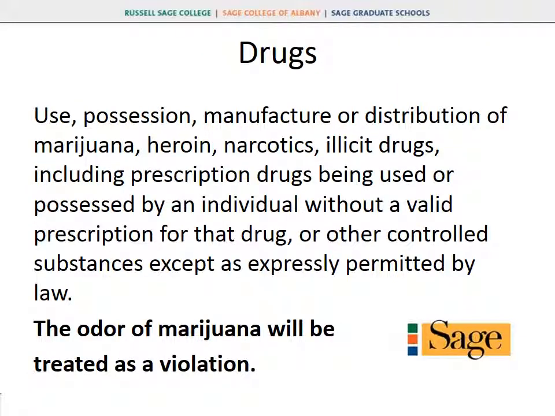Drugs. Use, possession, manufacture, or distribution of marijuana, heroin, narcotics, illicit drugs, including prescription drugs being used by or possessed by an individual without a valid prescription for that drug, or other controlled substances except where expressly permitted by law. The odor of marijuana will be treated as a violation. This means that the smell of marijuana on a person, in a vehicle, or in a residence hall room is a violation of Sage's drug policy and will be treated the same as use or possession of that substance.